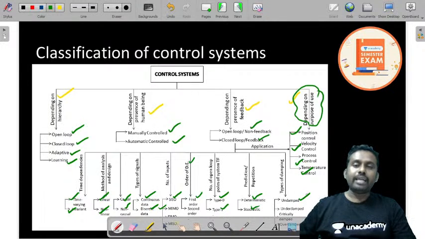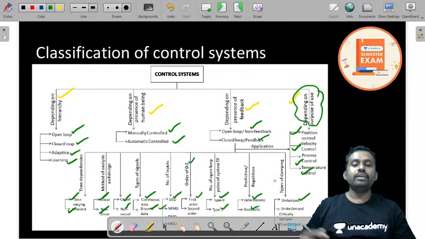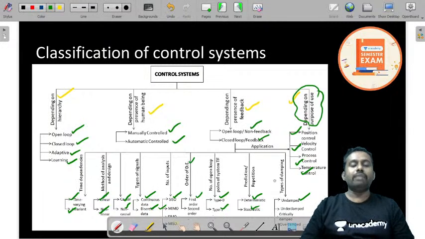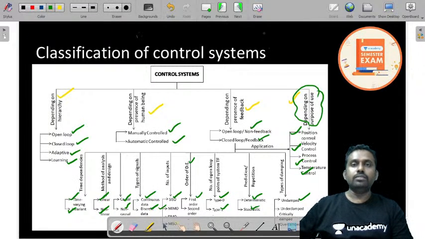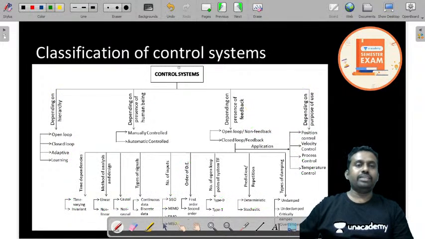So based on the type of the damping, you can classify as undamped, underdamped, critically damped, or overdamped control systems. So this is the classification.